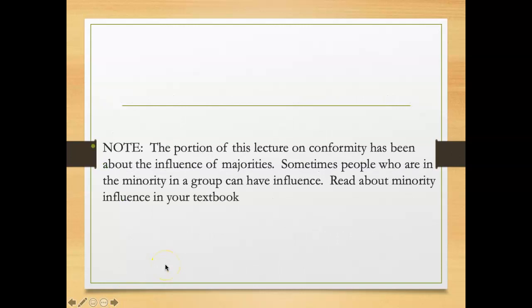Well, that's it for now. You should note that the portion of this lecture on conformity has been about the influence of majorities. Sometimes people who are in the minority in a group can actually have influence and sway the majority. So it's the flip of conformity. It's minority influence. You should read about minority influence in your textbook.